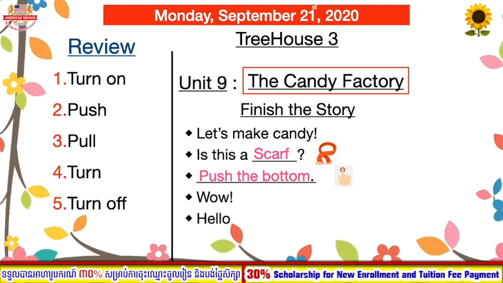Alright, great job everyone. So now please read our lesson with teacher together. Monday, September 21st, 2020. TreeHouse 3, Unit 9, The Candy Factory. Finish the story. Let's make candy. Is this a scarf? Push the button. Wow. Hello. Alright everyone, so now repeat after teacher again. Let's make candy. Is this a scarf? Push the button.